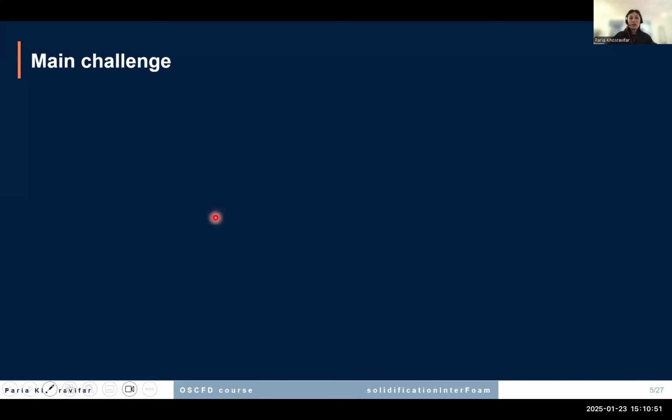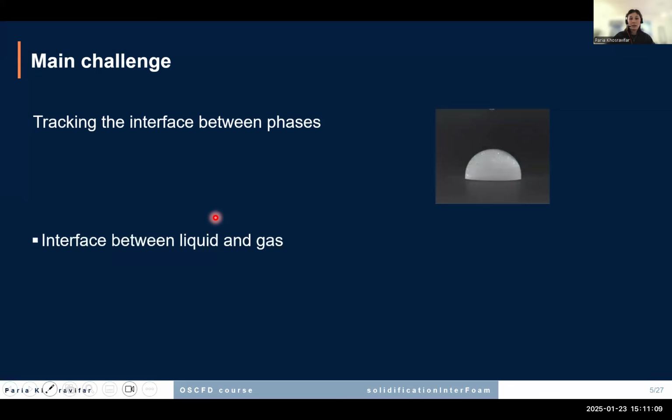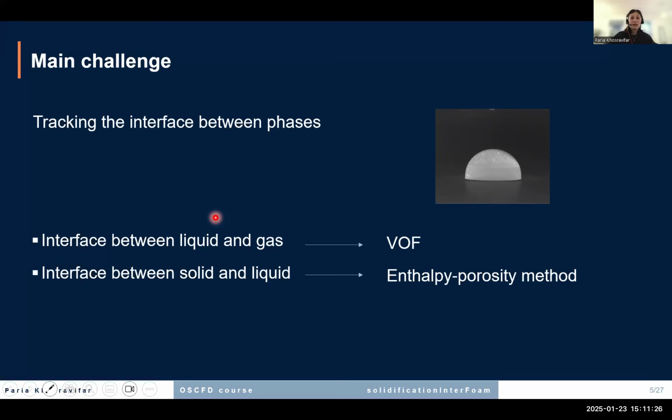The main challenge in simulating multi-phase problems is the tracking of the interface between phases. We have an interface between liquid and gas, and also an interface between solid and liquid. There are several methods for tracking these interfaces, but in this project, I have used the volume of fluid method for tracking the interface between liquid and gas, and the enthalpy porosity method to track the interface between solid and liquid. I will discuss both of these methods in the next section.